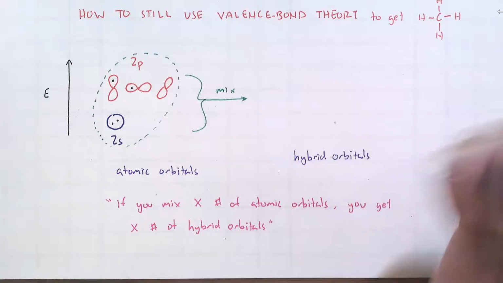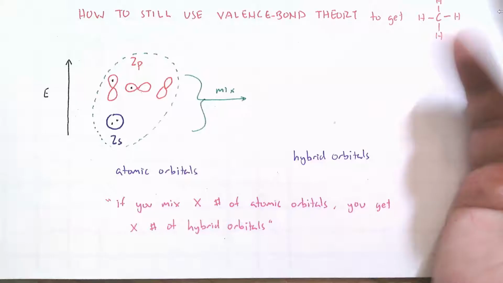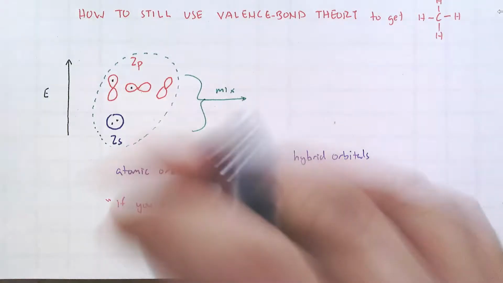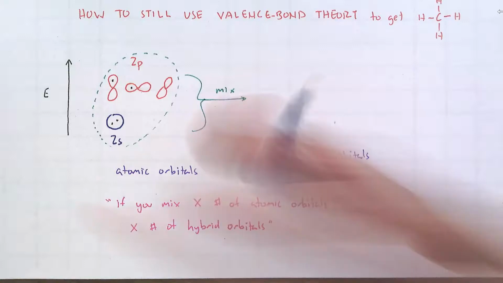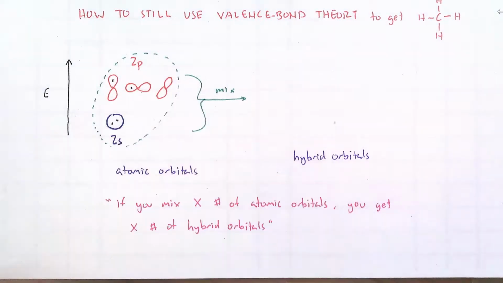This is done in real life using Schrodinger's equation. We've talked about the wave functions a little bit. We're not going to get into the math at all. It's just that mathematically you can combine these 4 atomic orbitals and the equation will spit out 4 new hybrid orbitals.